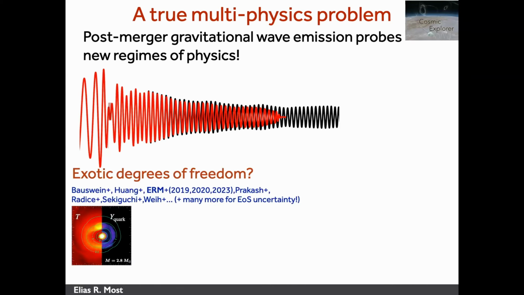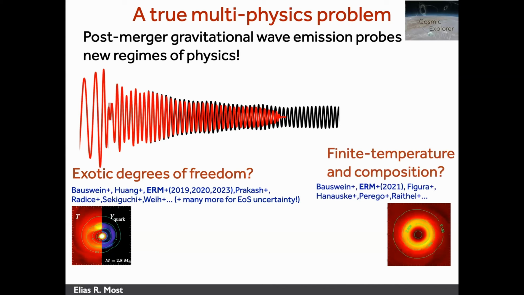Things we have to care about are exotic degrees of freedom. Can we actually get our three-eyed friend, the strange quark? How would that look? Is this something we could potentially see in data? And if so, what would it do? What about finite temperature and composition effects? Does it actually matter how many neutrons I have compared to protons? Or does it matter how many pions I have in the system?